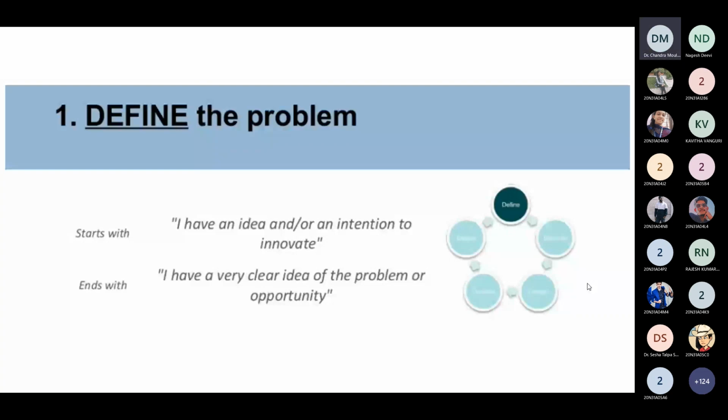How does it start? It starts with: I have an idea or an intention to innovate. But how does it end? I have a clear idea of the problem or opportunity. Okay. See, defining is a kind of process where you have to interact with the target customers.